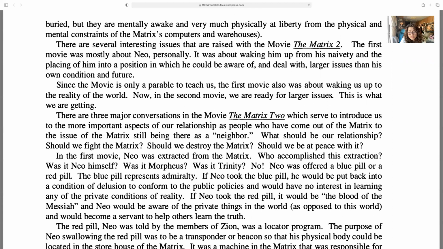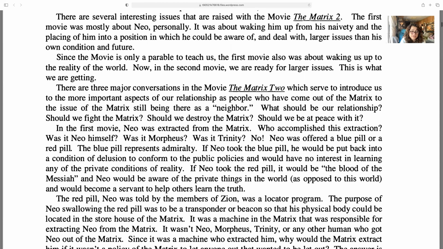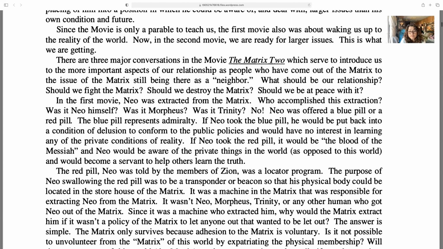That's interesting. If Neo took the blue pill, he would be put back into a condition of delusion to conform to the public policies. Wow. And would have no interest in learning any of the private conditions of reality. Wow. If Neo took the red pill, it would be the blood of the Messiah, and Neo would be aware of the private things in the world. Wow, that's cool. As opposed to this world, and would become a servant to help others learn the truth.